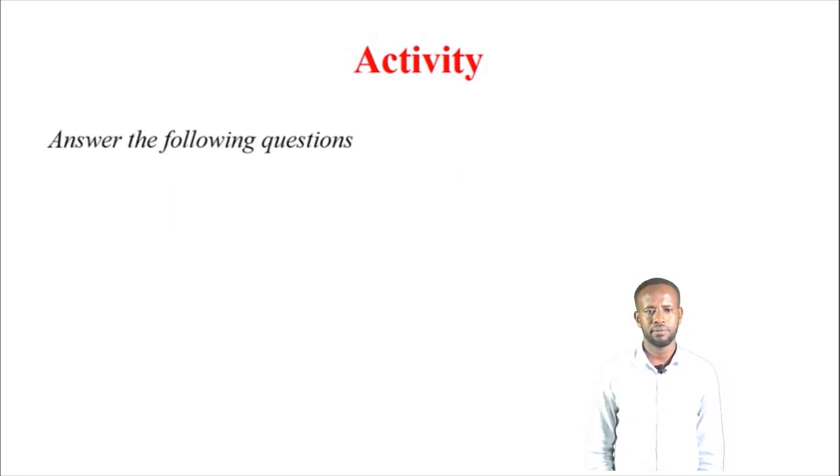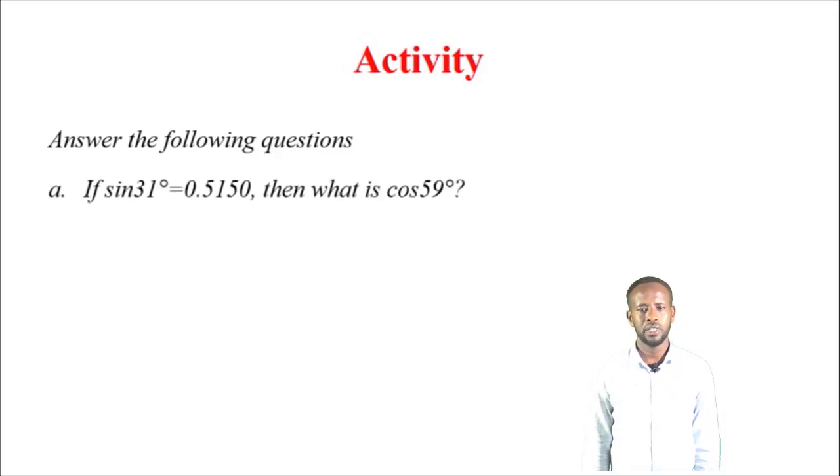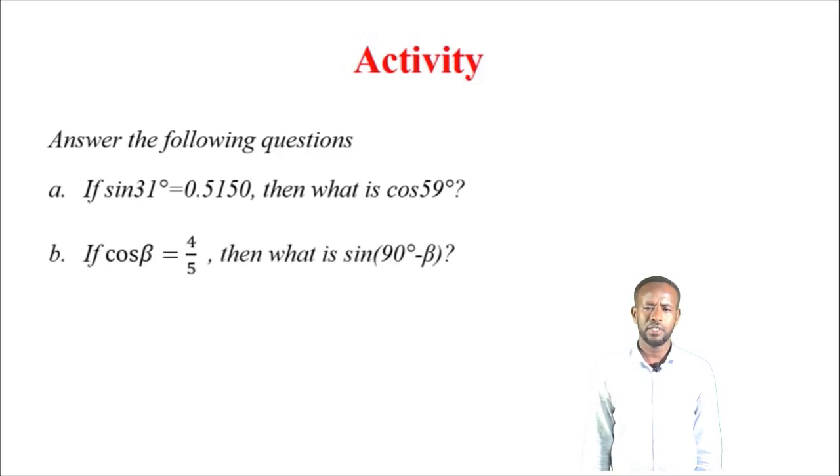Answer the following questions. A: if sine of 31 degrees is equal to 0.5150, then what is cos of 59 degrees? B: if cos of beta is equal to 4 over 5, then what is sine of 90 degrees minus beta? Remember what our last lesson was, the last point that we discussed. Within 2 minutes, answer the two questions.